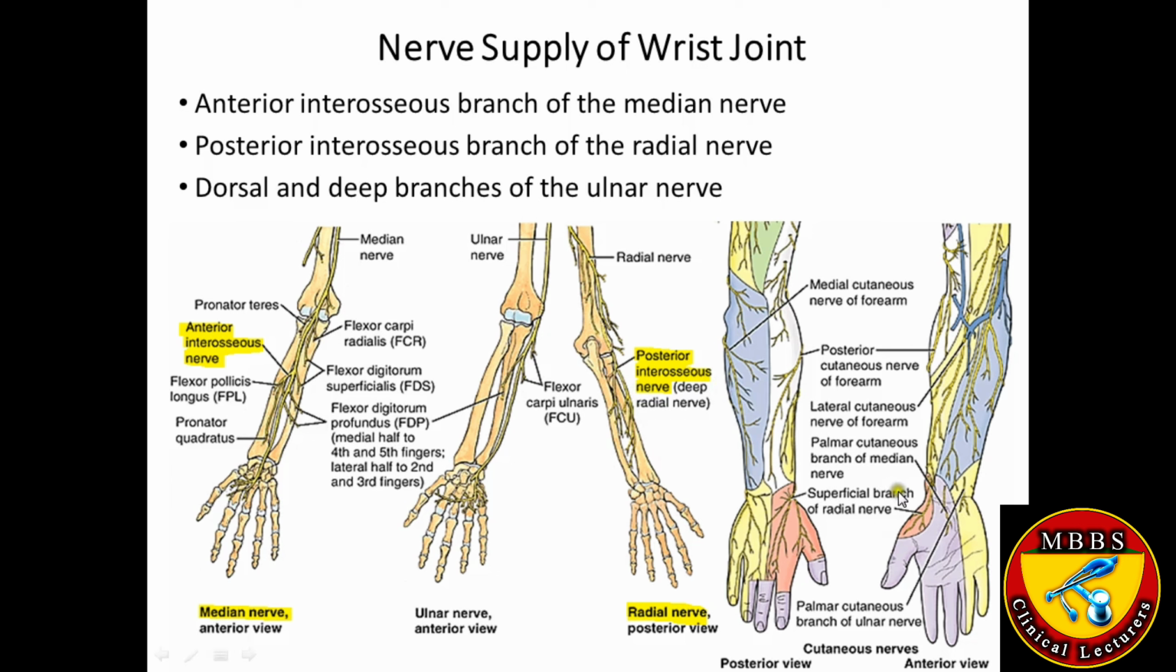The skin above the wrist joint is supplied by the superficial branch of the radial nerve, as you can see here, and the posterior cutaneous nerve of the forearm may reach here on both sides. The palmar cutaneous branch of the ulnar nerve also gives a small supply to the wrist joint, and the superficial branch of the radial nerve.